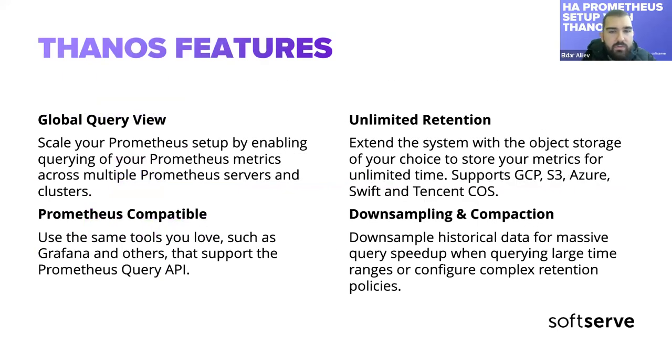As I mentioned before, the main sides, but let's generalize. The main features are the global query view: as I mentioned before, we can connect multiple Prometheus servers and see the aggregated data. Then it's Prometheus compatible. So for example, if you use some visualization tool like Grafana that works great with Prometheus, it will work the same way with Thanos, because Thanos has a compatible API.